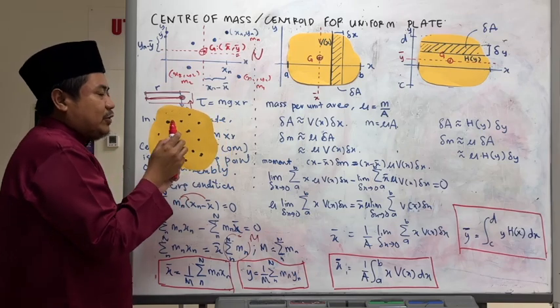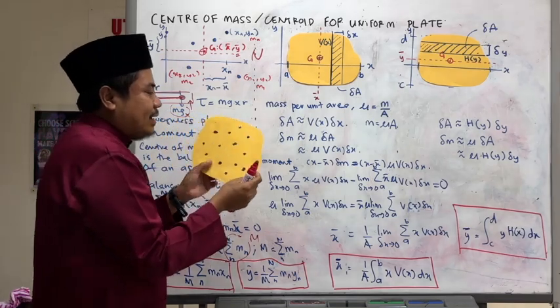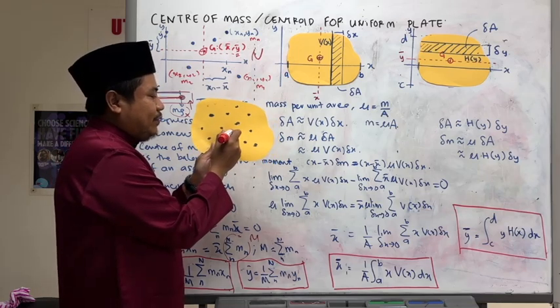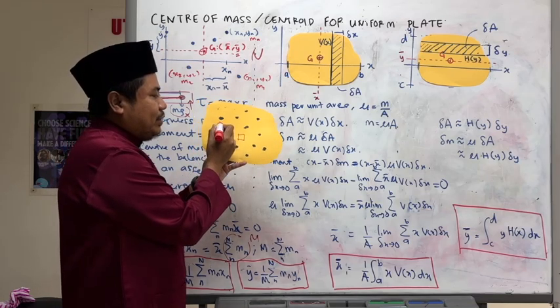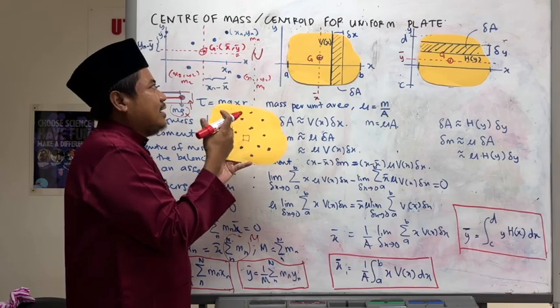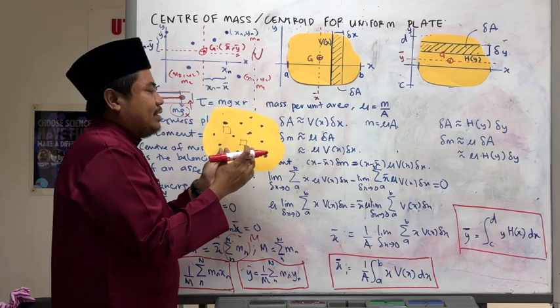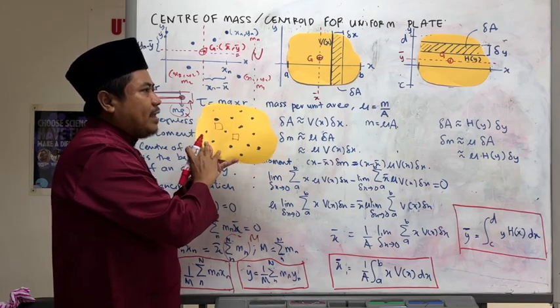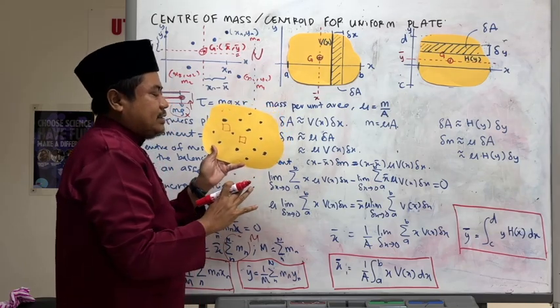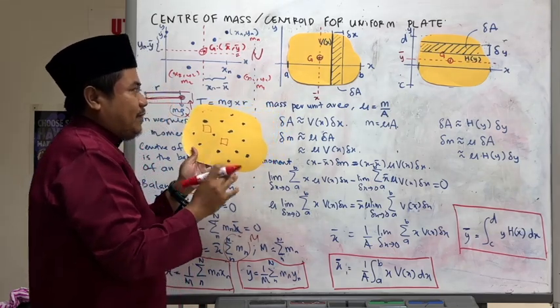Okay, so now we want to determine the position of the center of mass for the uniform plate. Uniform plate means that every point has the same shape. So for example, if you put this square and you put this square, the same square will have the same mass. That is what we call a uniform plate. That means the mass is equally distributed all around the area.